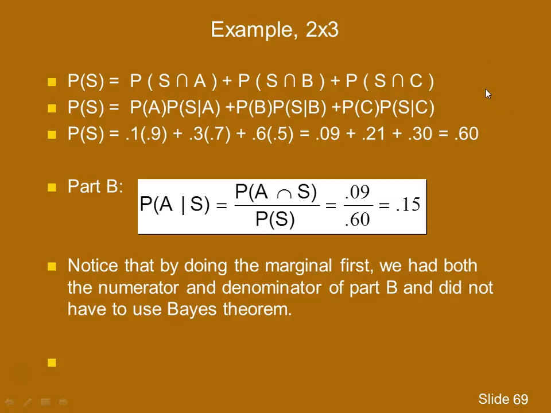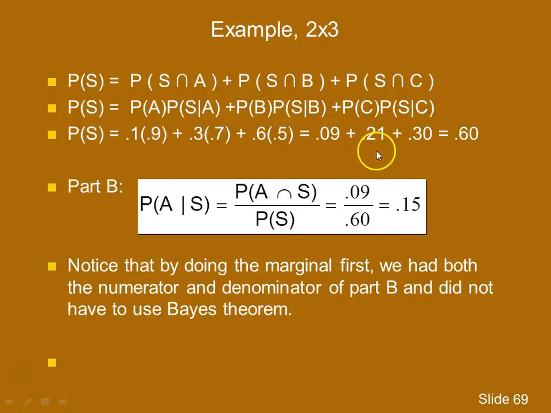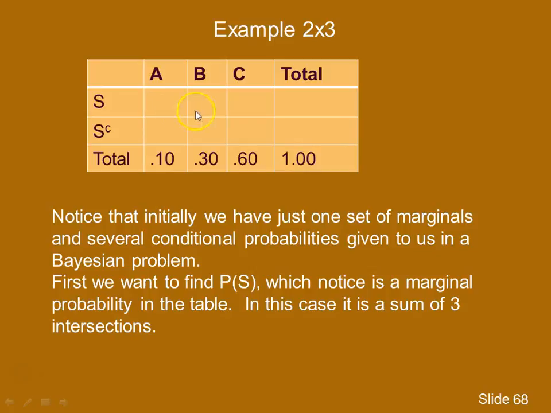If you go back to your given information now, you have all of that. The probability of A was 0.1, S given A was 0.9, and so forth. And you've just calculated the three intersections here: 0.09 plus 0.21 plus 0.3, and the answer is 0.6. If I went back to my table, I could fill in these three intersections with the 0.09, 0.21, and 0.3, and they will add up to 0.6.